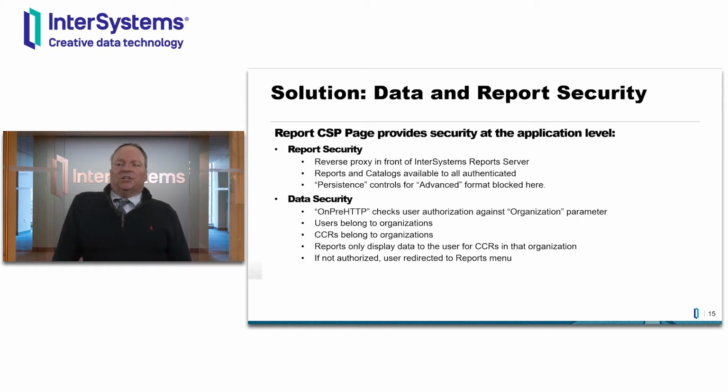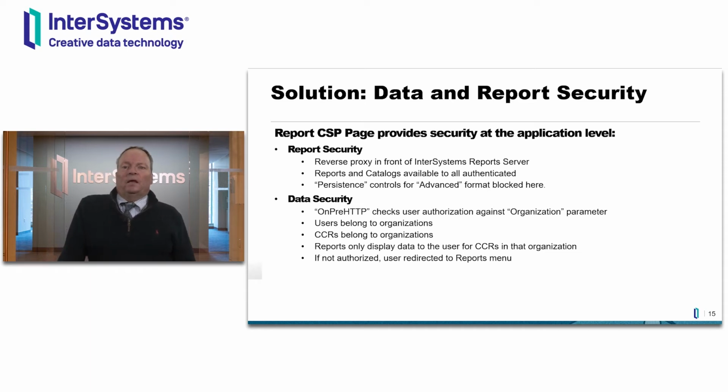The CSP page contains the properties it needs to convert incoming parameters to a URL requesting the compiled report from the InterSystems Reports server. These properties included the logical name of the report catalogs and the URL of the server. The CSP page also contains code to prevent the persistence features we had talked about from being shown in the browser when the native format is requested. This is the report security I point out here.